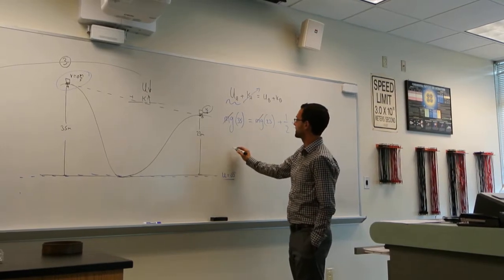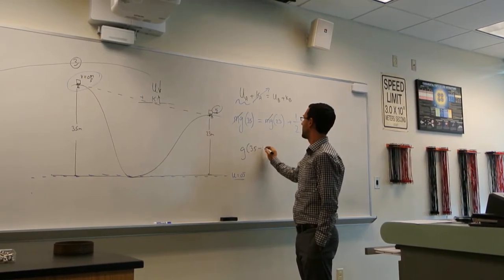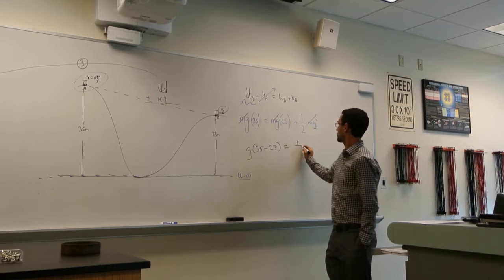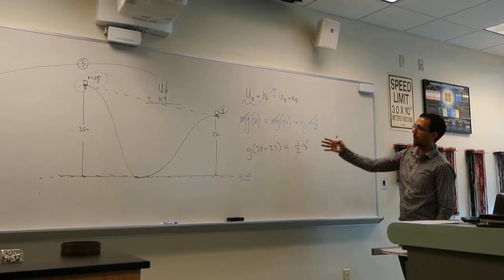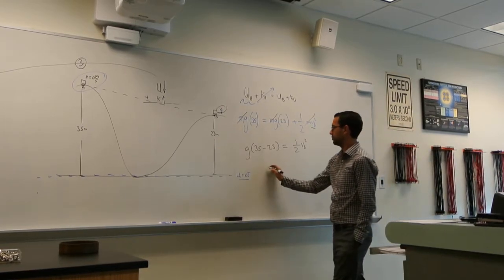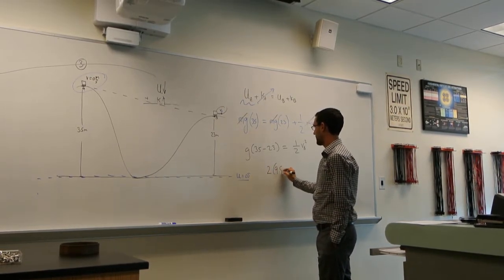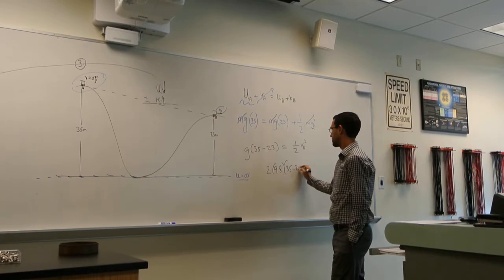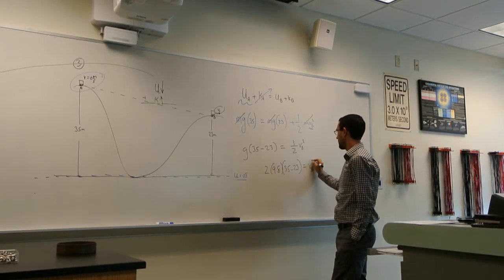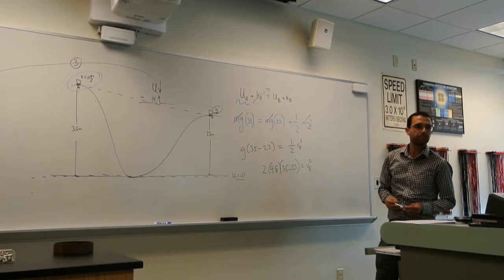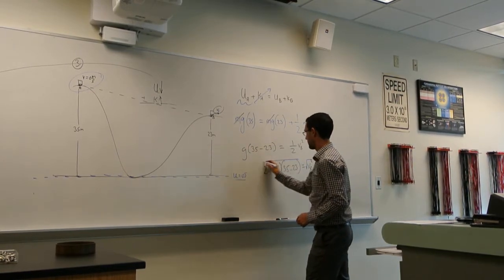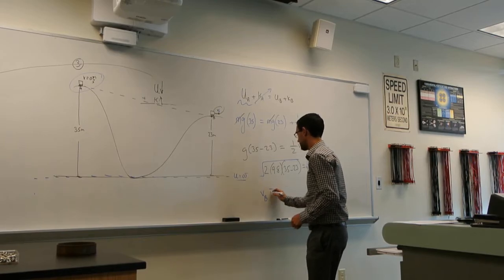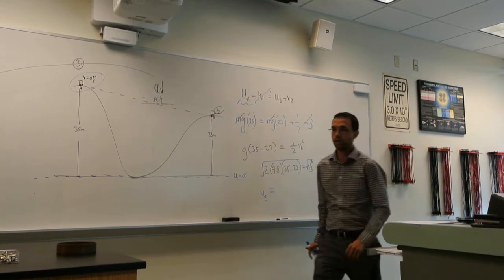So I'm going to subtract, so I have g times (35 minus 23) is equal to 1/2 times the speed at point B squared. And I'm going to go ahead and multiply both sides by 2. So I have 2 times 9.8 times (35 minus 23) is equal to VB squared. And what would be the last step? Square rooting. So I'm going to find out what VB is, the speed of the train when it reaches point B.